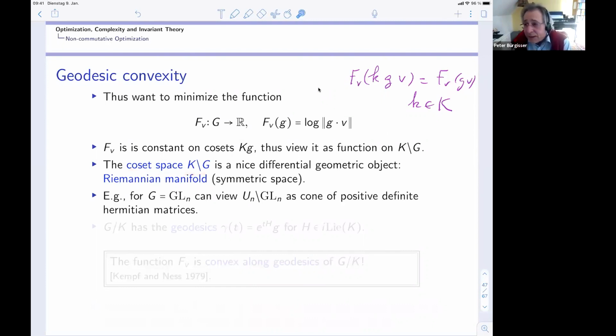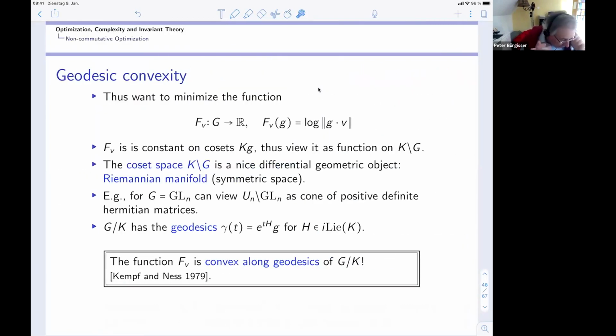And this coset space may look very abstract, but differential geometers like it. It's a Riemannian manifold. They call it a symmetric space. So there is geometry on it. And actually, it can be a very concrete object. I don't have time to go into it, but for G equals GL_n, this coset space can be identified with the cone of positive definite Hermitian matrices. So it's something very concrete, something that people in optimization looked at. So we have a Riemannian metric on it, and we have a notion of geodesics.